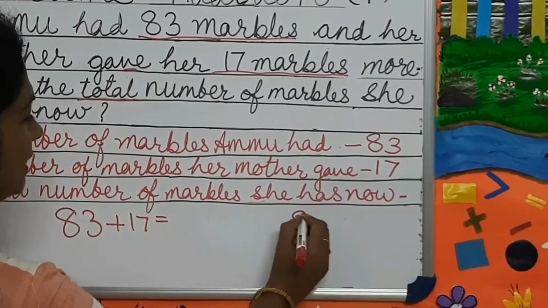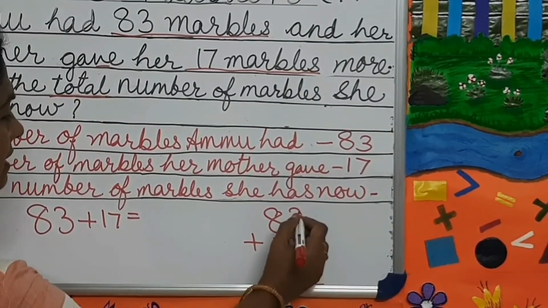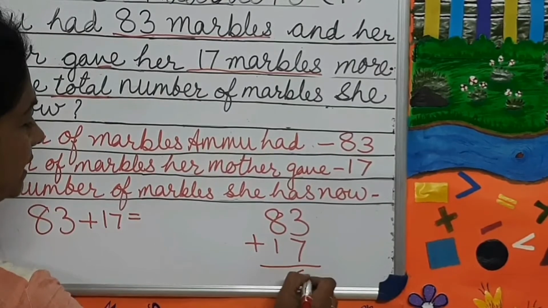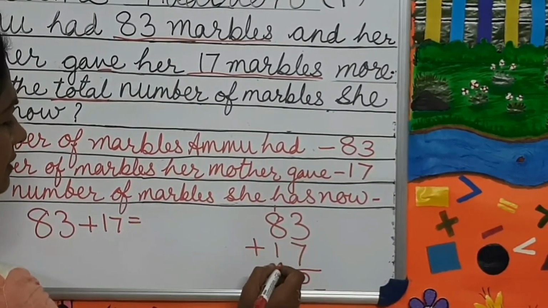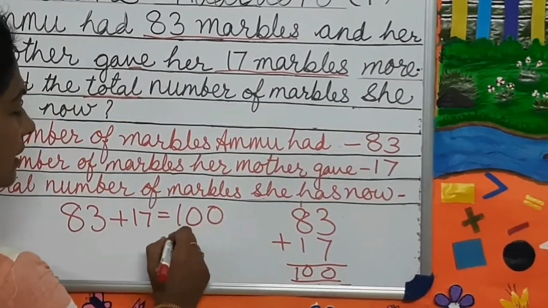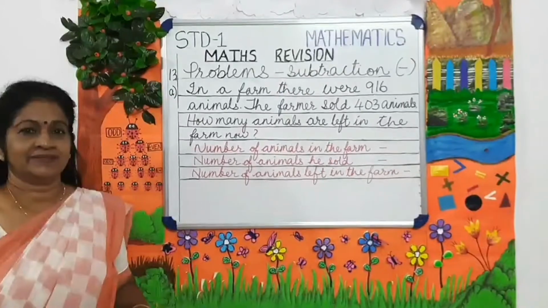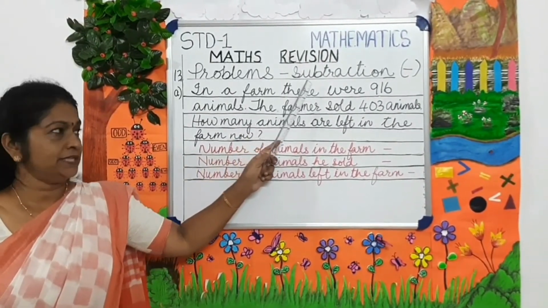So 83 plus 17. First you add the ones. 3 plus 7, 10. 1 will be carried over here. 8 plus 1, 9 plus 1, 10. So the answer will be 100.